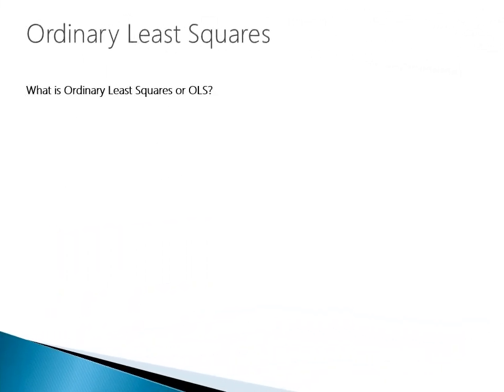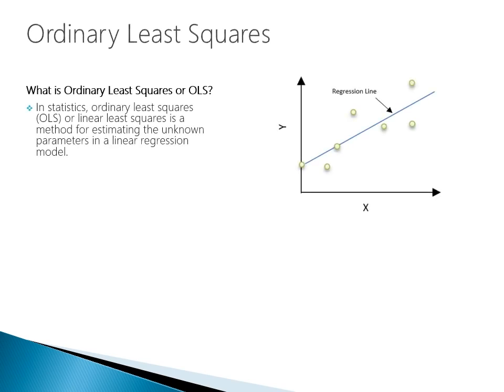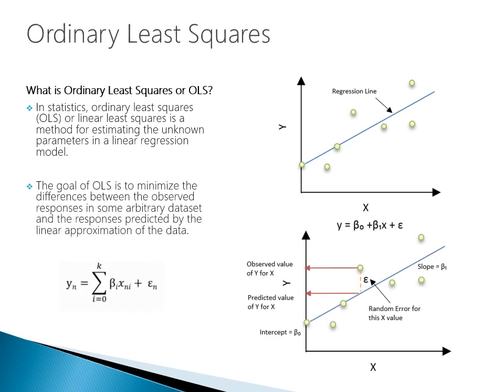Well, what is ordinary least squares, or OLS as we're calling it? In statistics, ordinary least squares, or linear least squares, is a method for estimating the unknown parameters in a linear regression model. The goal of OLS is to minimize the differences between the observed responses in some arbitrary dataset and the responses predicted by the linear approximation of the data.